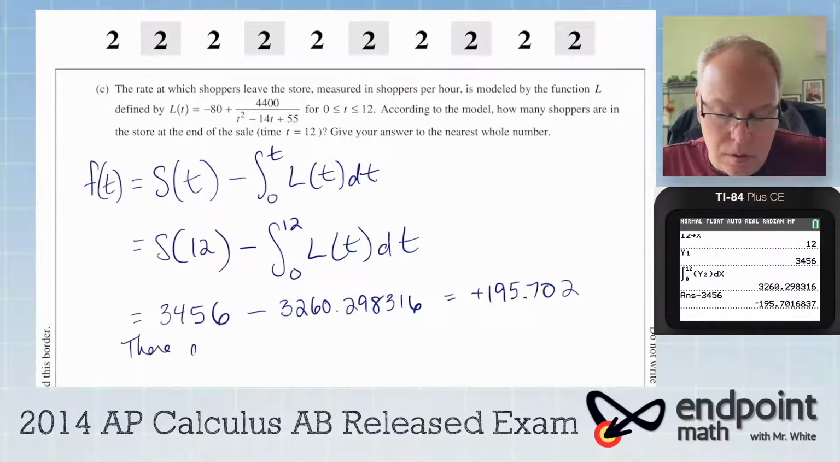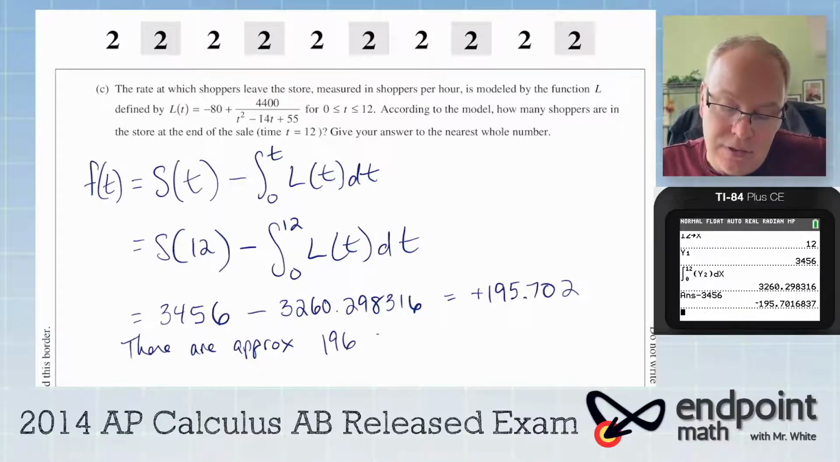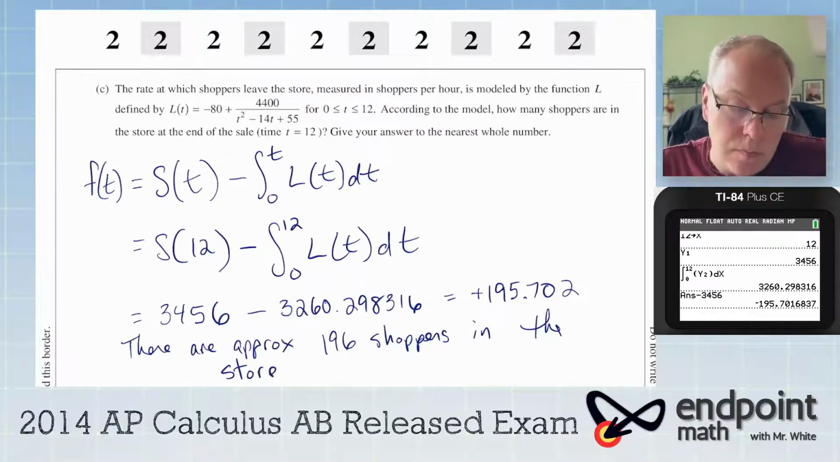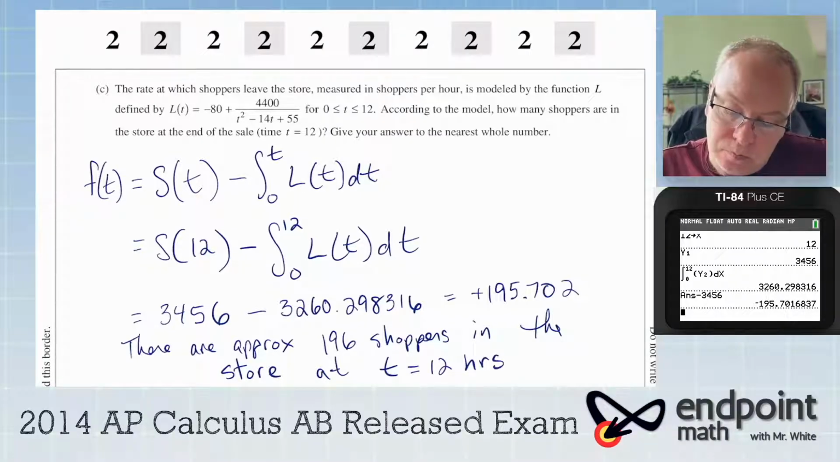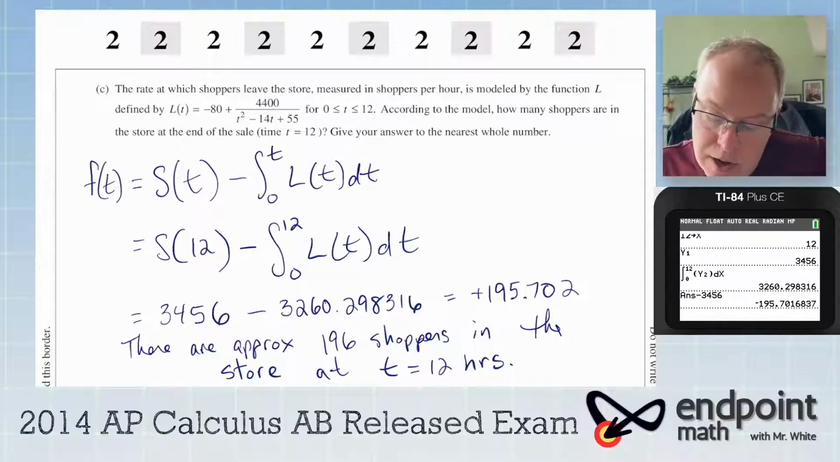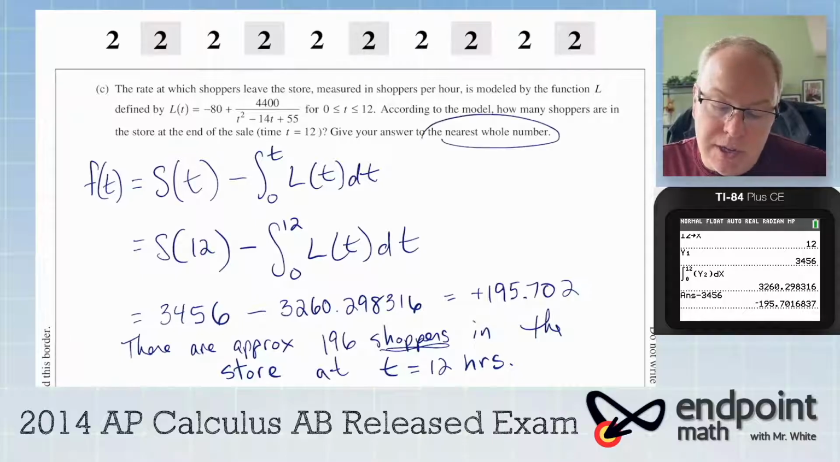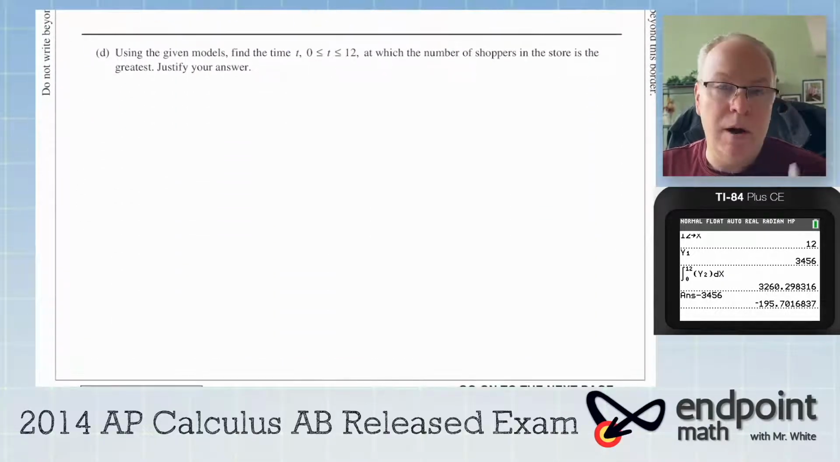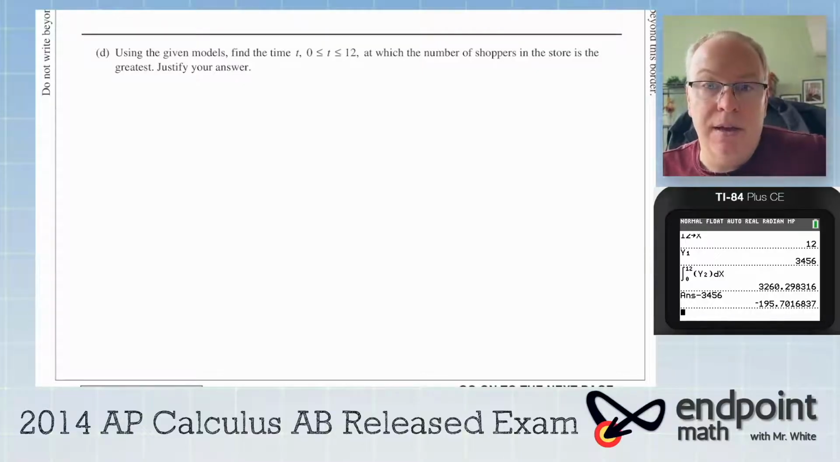There are approximately 196 shoppers in the store at t equals 12 hours. All right, so we've got our units here, shoppers, and we went ahead and rounded it to the nearest whole number, just like they said. Make sure you follow the directions. All right, I think we answered everything there, and the good news is we have both functions stored now in our calculator for part D, just in case we need it. Using the given models, I think they may come in handy.